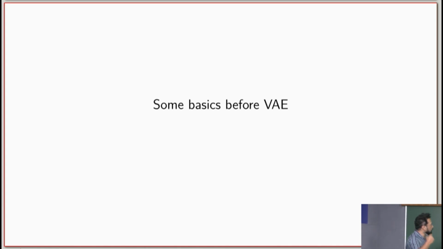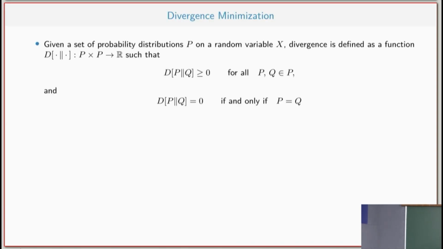So we will recall a few things about VAE. Again, I'm not sure I will be able to complete the VAE today itself, but in fact I might have to skip some part, I think. Okay, so we recall a few things.